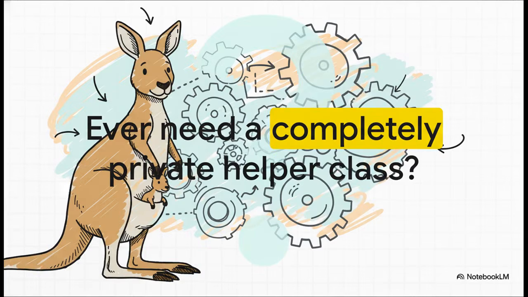So, you're deep into coding, right? And you think to yourself, I could really use a little helper class right here, but I don't want anyone else to see it. It should only exist for this one class it's helping. Well, if you've ever had that thought, you have stumbled right onto the exact reason nested classes exist.